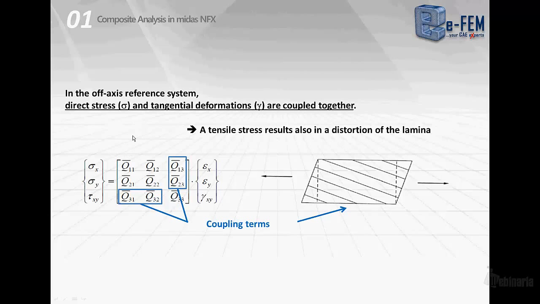So for a composite material that is loaded along a principal direction onto an off-axis reference system, so a generic reference system, we will see that not only direct stresses are generated, but we will also have twist along both the x and y directions. In this way, this kind of twisting is defined by the coupling terms.